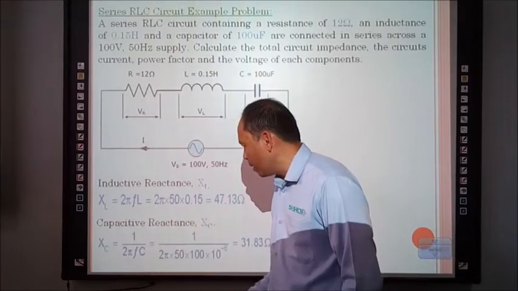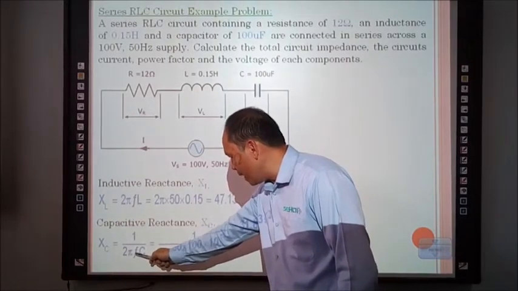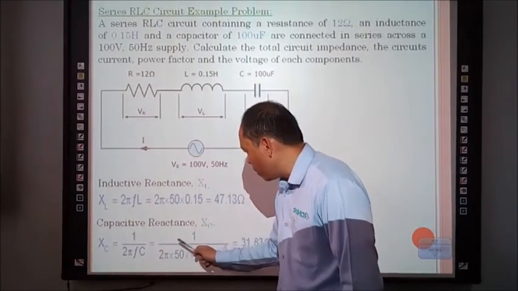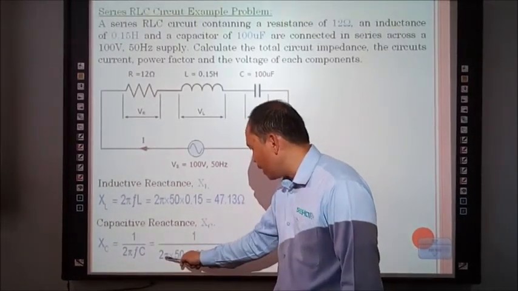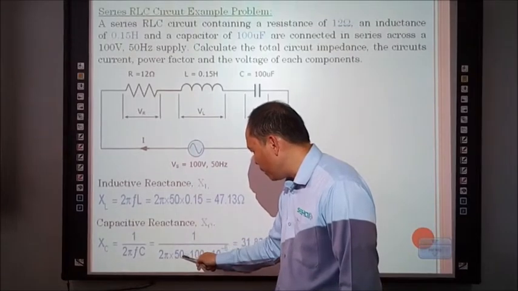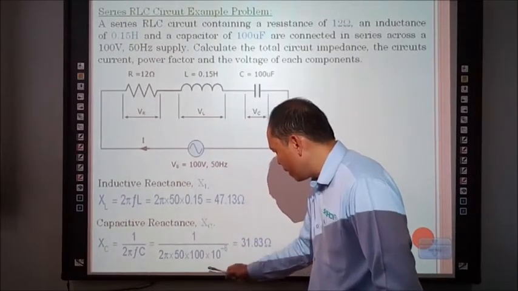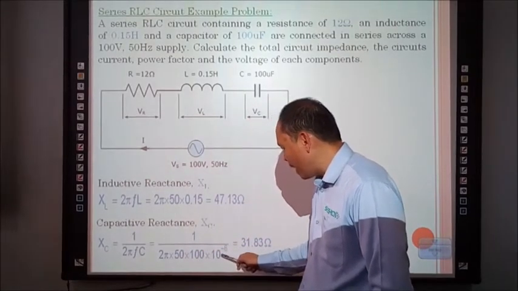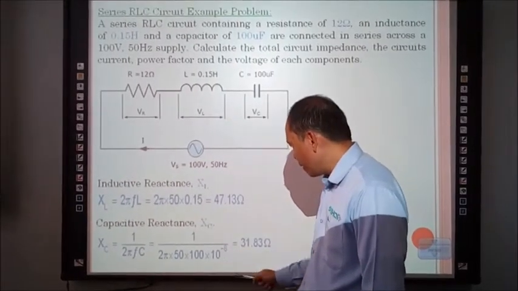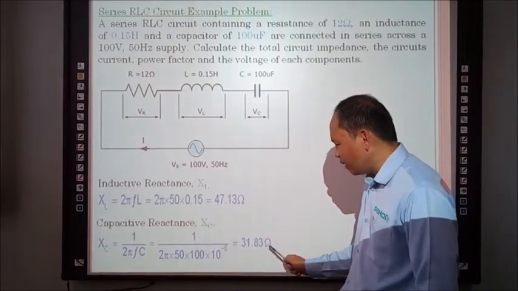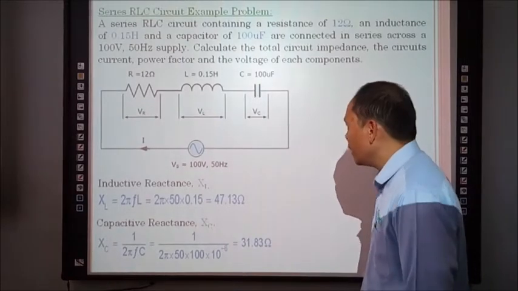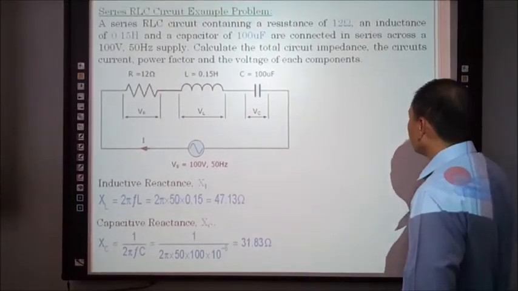Let's continue. Capacitive reactance formula is XC is equal to 1 divided by 2 times pi times F times C. Substitute the value of pi, F, and C. So, 1 over 2 times pi times 50, which is the frequency, times 100 microfarad, which is equal to 31.83 ohms.